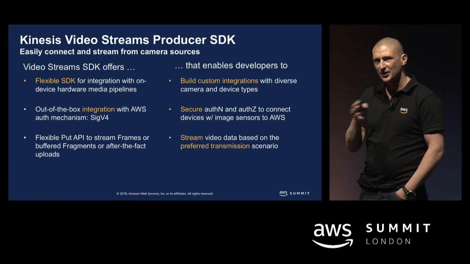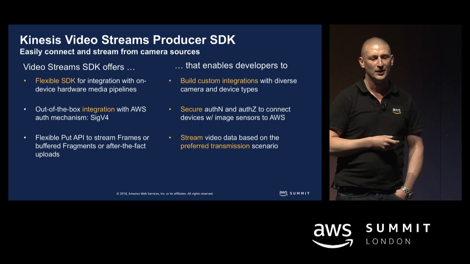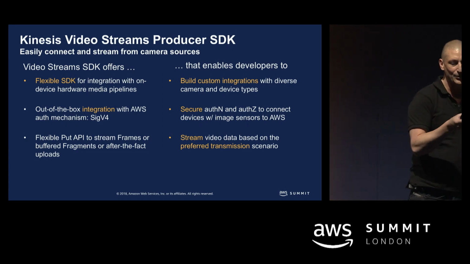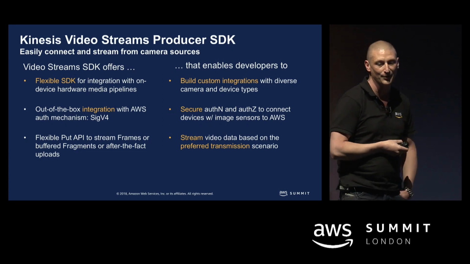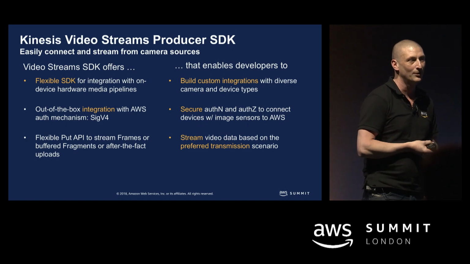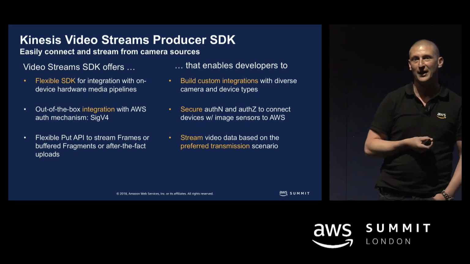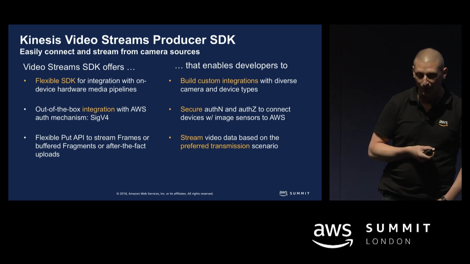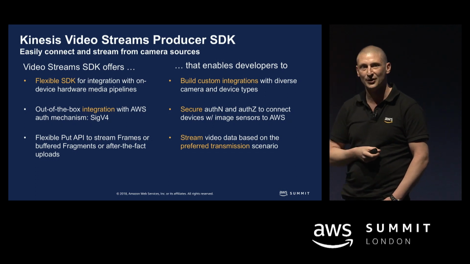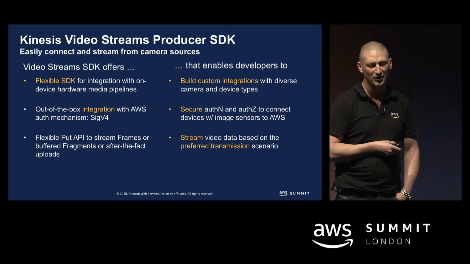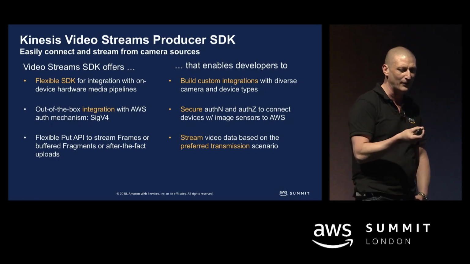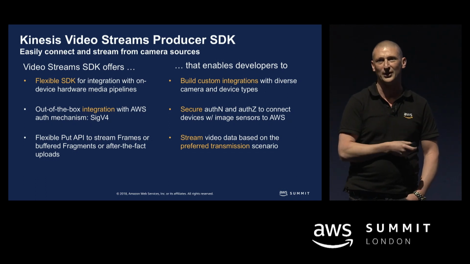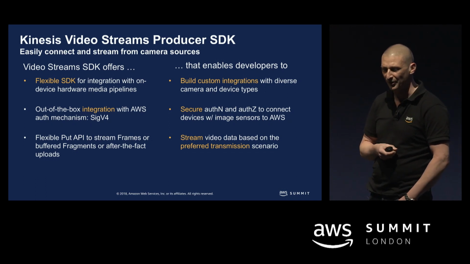If we start at the beginning of the pipeline and work through, there's the Kinesis Video Streams Producer SDK. This is all about how you can connect and stream from different camera sources. It's got to be flexible. You may already have thousands and thousands of devices. How can you integrate them into the producer SDK? It's got to support out-of-the-box integration with AWS, as you would expect for using any of the other APIs. It's got to be able to put stream frames or buffered fragments onto the stream. So it could be that there's a buffered delay. It could be that you're trying to stream in real time.